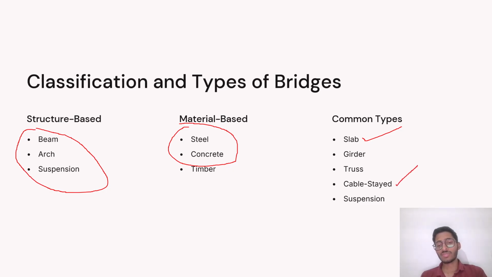For cable stay bridge, there is a big example of the Juari Bridge at Goa, North Goa. The Juari Bridge connects North Goa to South Goa, and it is a fully cable stay bridge. The construction of this bridge was completed in 2024, and it was inaugurated by Mr. Nitin Gadkari sir. Then on the next slide we will discuss structure based types of bridges.